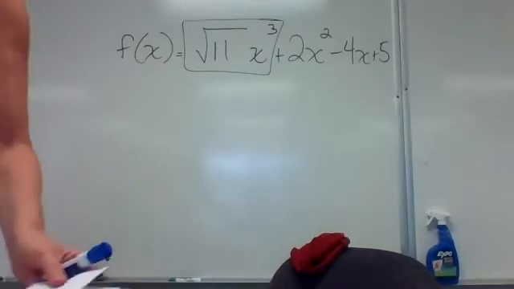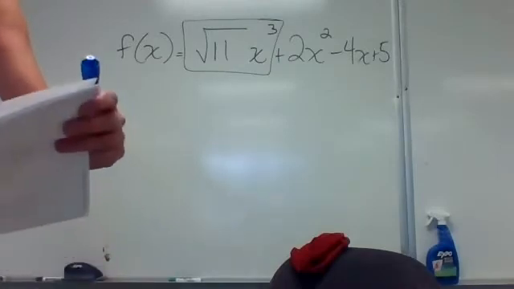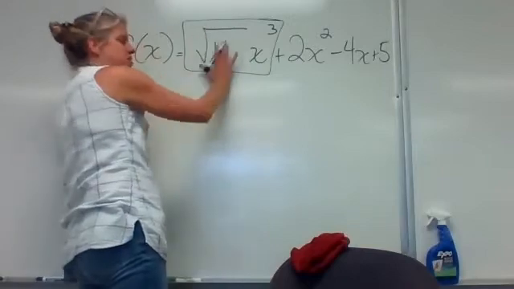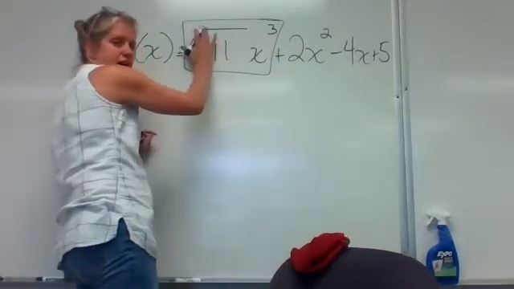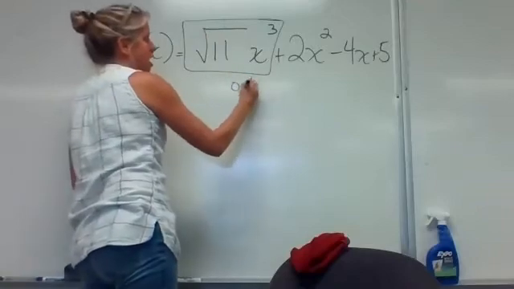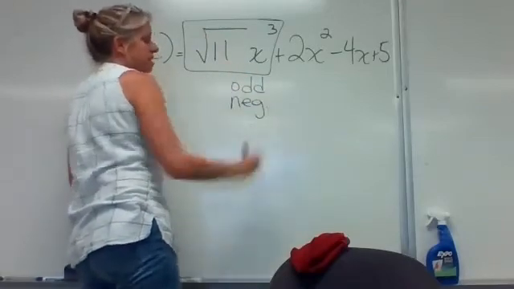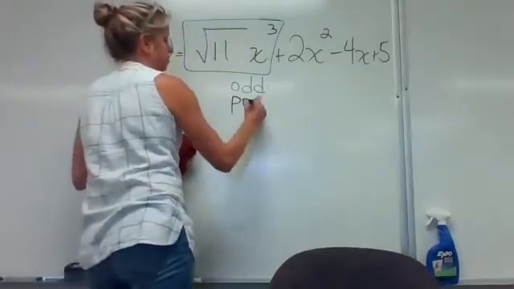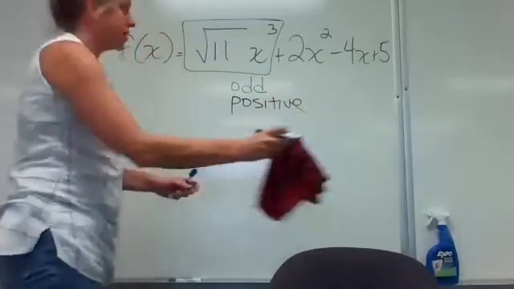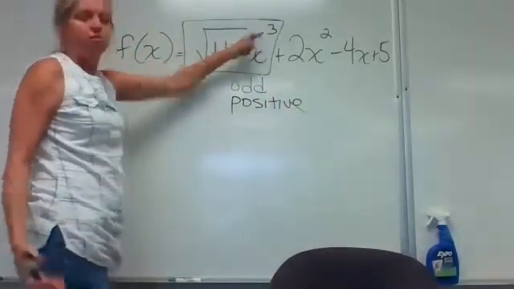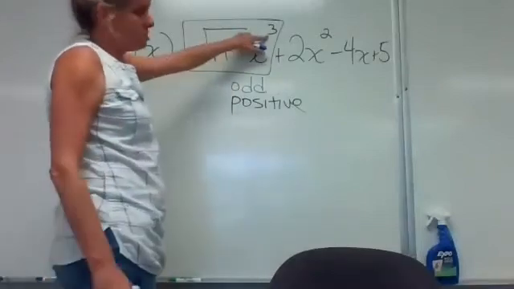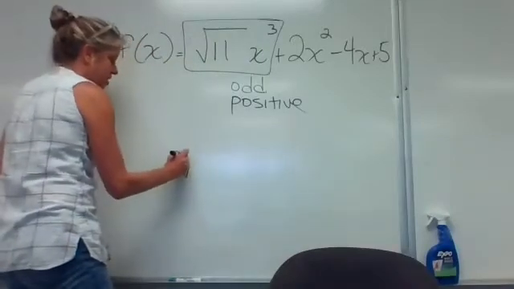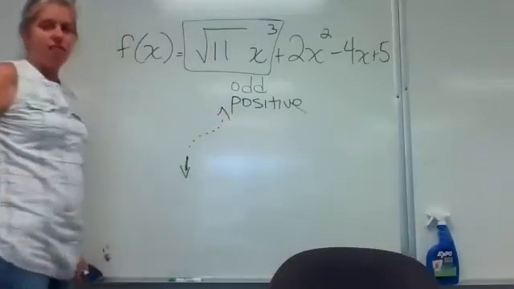So what am I looking for? I'm looking for the exponent, which is odd, and the term. It doesn't matter that it's a square root; I'm just worried about whether it's positive or negative. So the exponent is odd and the term is negative. Oh, it's not negative, there's not a negative. I don't know what I'm thinking. The term is positive. I'm losing my mind. The exponent is odd and the term is positive, which means its end behavior is going to start at the bottom and travel up.